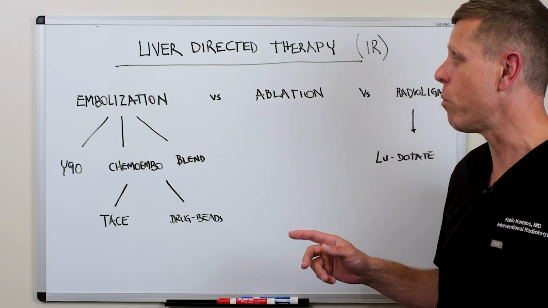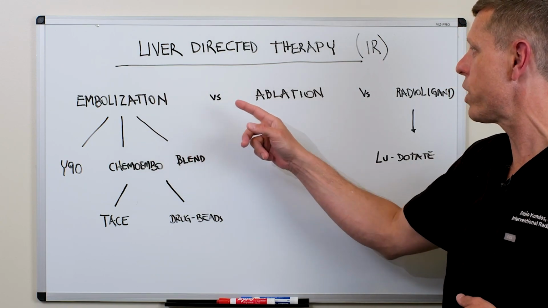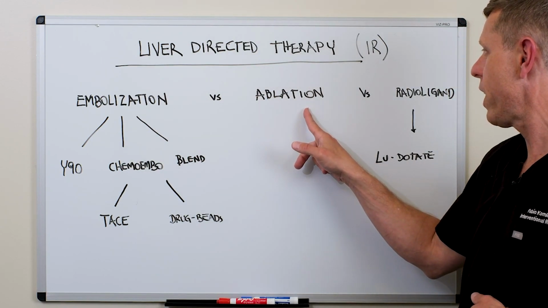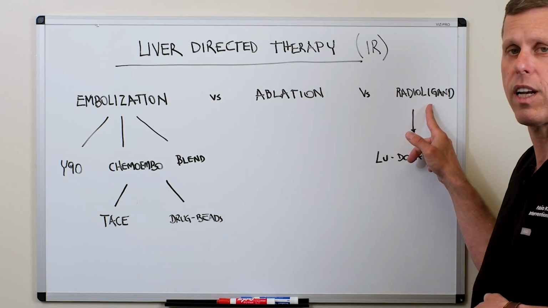And there are three different types of liver-directed therapy that can be performed by an interventional radiologist, and they are: number one, embolization, and I'll explain to you what that is. Number two, ablation. And number three, a newer treatment which is called radioligands.